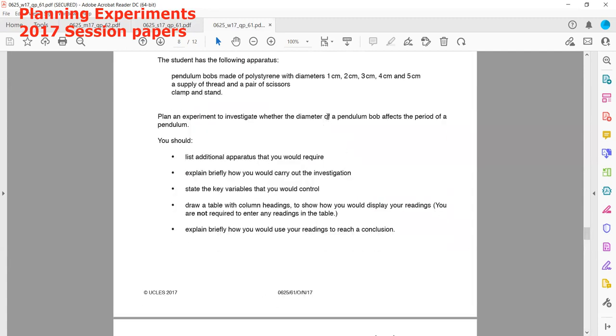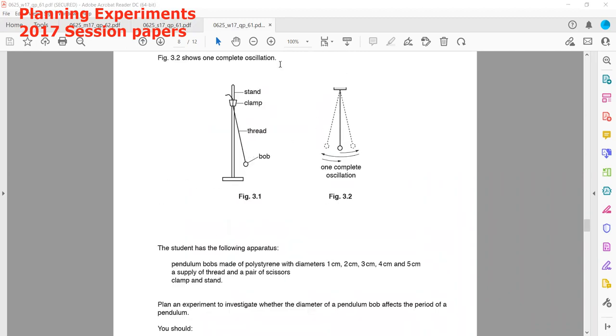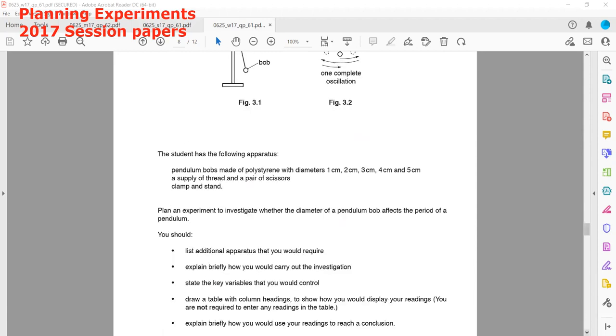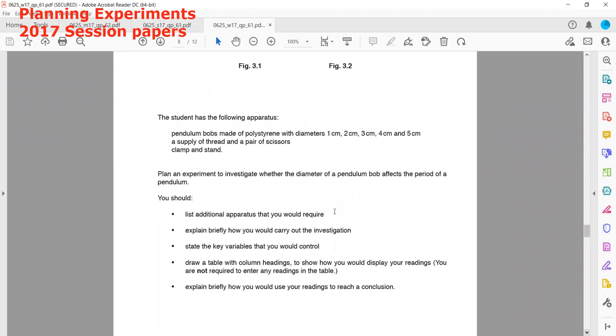List additional apparatus, because whenever you want to measure time, you need a stopwatch. Without a stopwatch, we cannot measure the time. And for a fair comparison, because we are finding whether the diameter, the size of a bob, can affect the time period, the length of the pendulum should be the same. So how can we measure the length of the pendulum? For that purpose, we need a meter rule. So the additional apparatus we need for this experiment is a stopwatch to measure the time, and a ruler or a meter rule to measure the length of the pendulum.